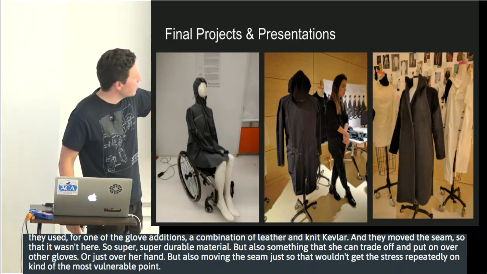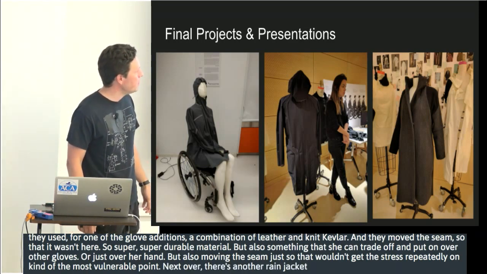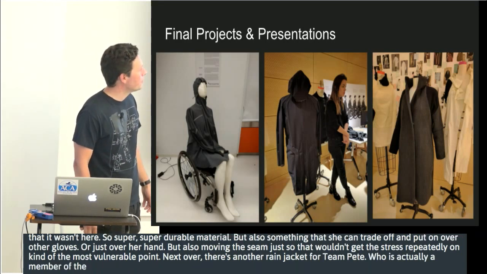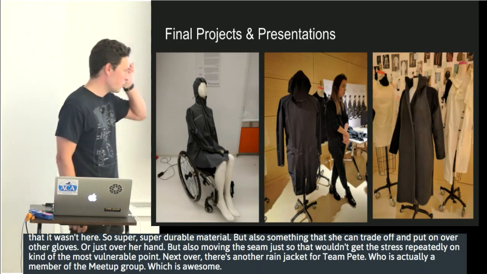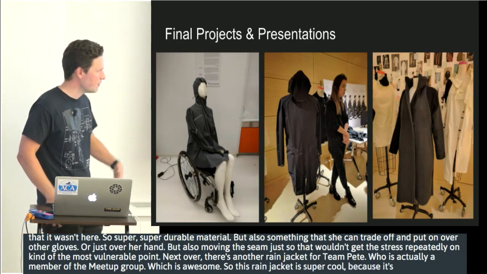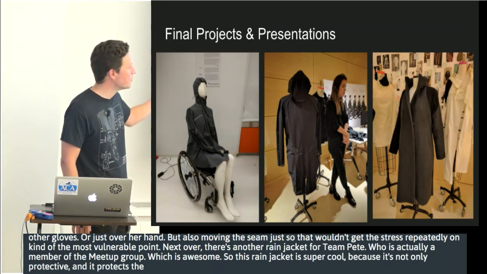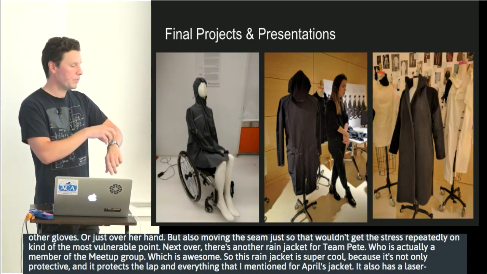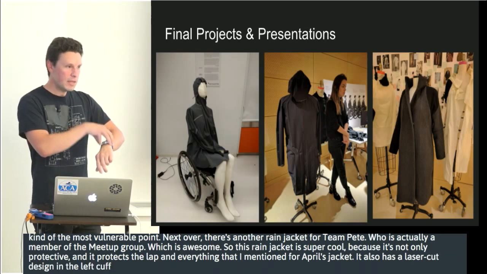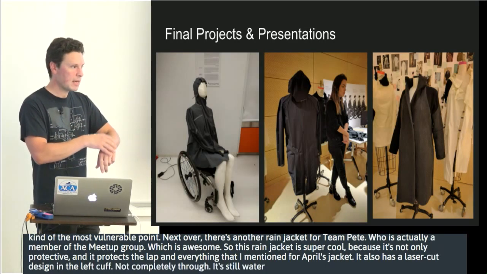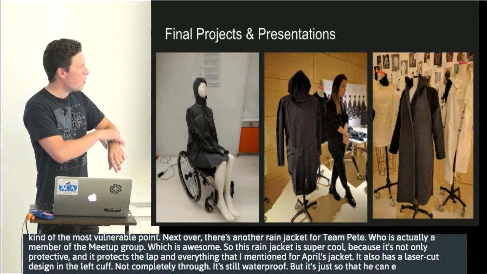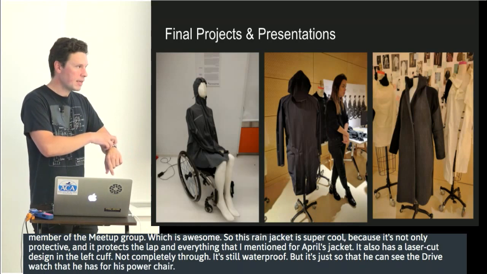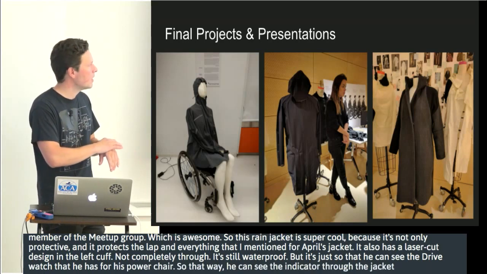Next over, there's another rain jacket for Team Pete. Pete is actually a member of the Meetup group, which is awesome. This rain jacket is super cool because it's not only protective and protects the lap and everything that I mentioned for April's jacket, it also has a laser cut design in the left cuff, not completely through, so it's still waterproof, but it's just so that he can see the drive watch that he has for his power chair. That way he can see the indicator through the jacket even when he has it all on.